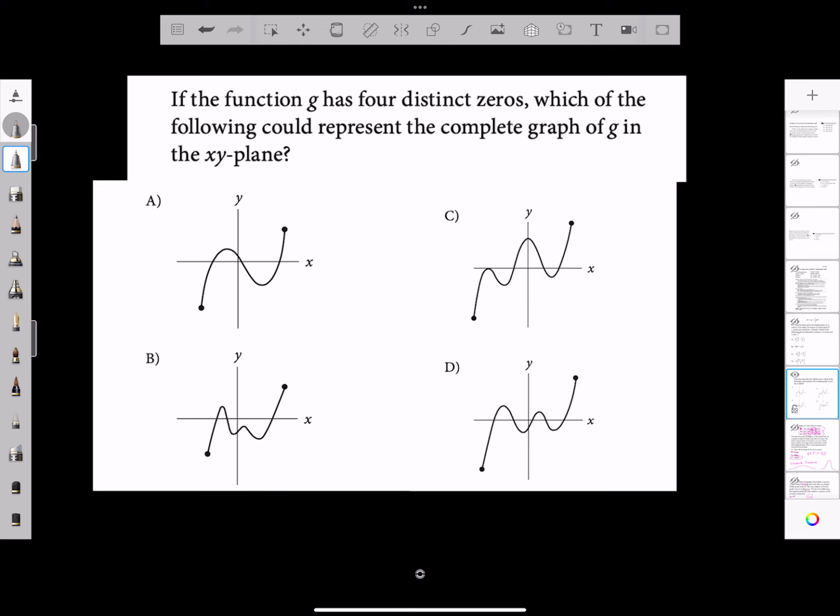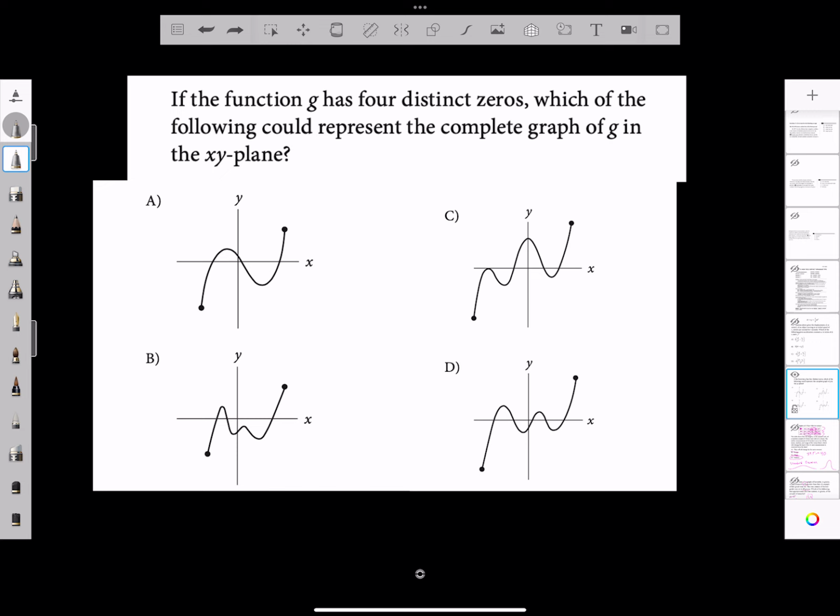Okay, 2 more math questions. Pause it and give it a try. The function has 4 distinct zeros. Remember, a 0 is an x-intercept. When you see x-intercepts, you need to be thinking zeros, solutions, roots, right? They all mean the same thing.